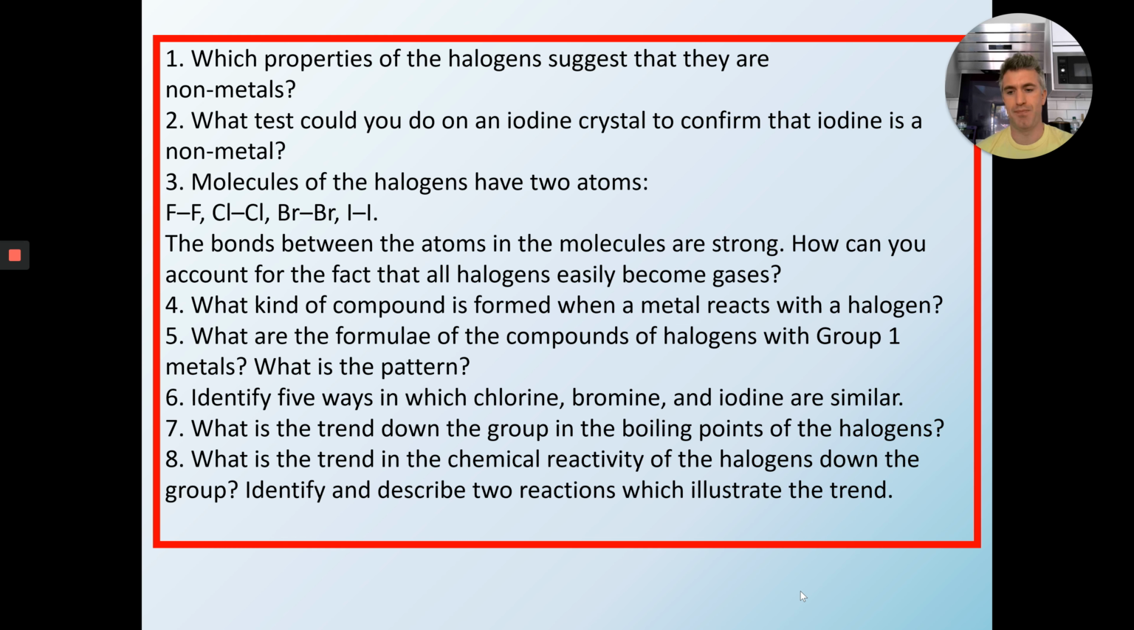Identify 5 ways in which chlorine, bromine, and iodine are similar. 5, tricky. What is the trend down the group in boiling points of the halogens? How does it change? What is the trend in the reactivity of the halogens down the group? And identify 2 reactions which illustrate the trend. That's very relevant to today's lesson.